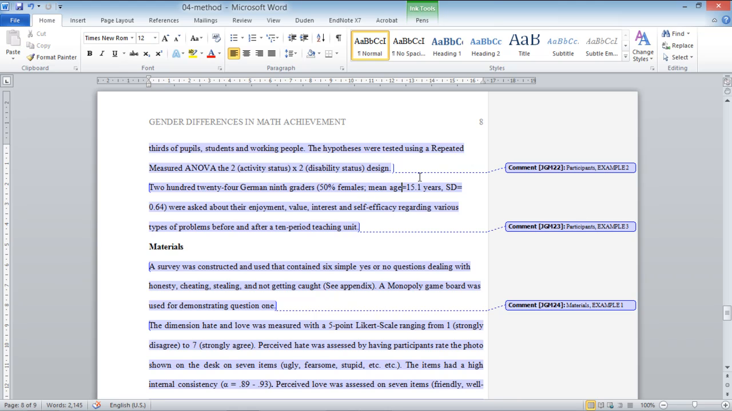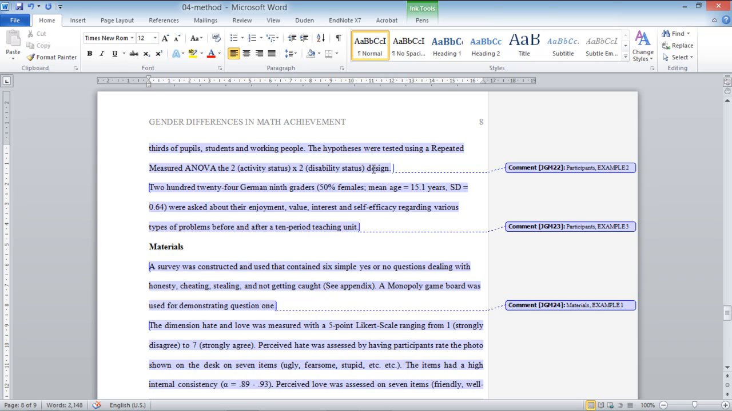Here, mean age, you have to include the space, and here already you know spaces after and before the equal sign. So here in this example you are also writing a little bit about the materials, but it's okay.